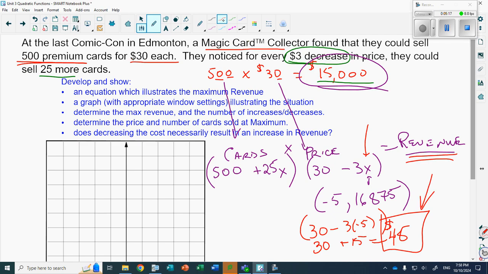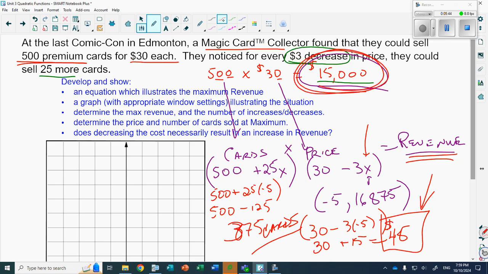And then check this out. By putting the negative 5 in here, 500 plus 25 times negative 5. Well, wait a second. That would be negative 125. He would actually sell only 375 cards. That's all he would sell. Isn't that interesting? But his current revenue is $15,000. His new revenue, look at this. You made him $1,875 more by increasing the price.